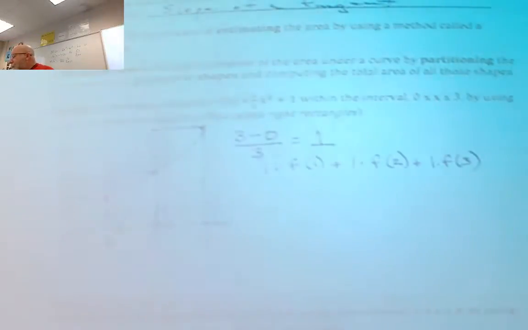Where did f of 1, f of 2, and f of 3 come from? Yeah, that's my height of my rectangle, isn't it?